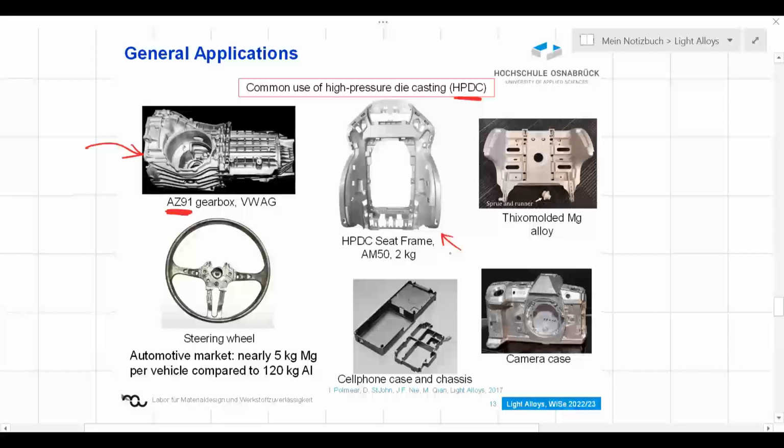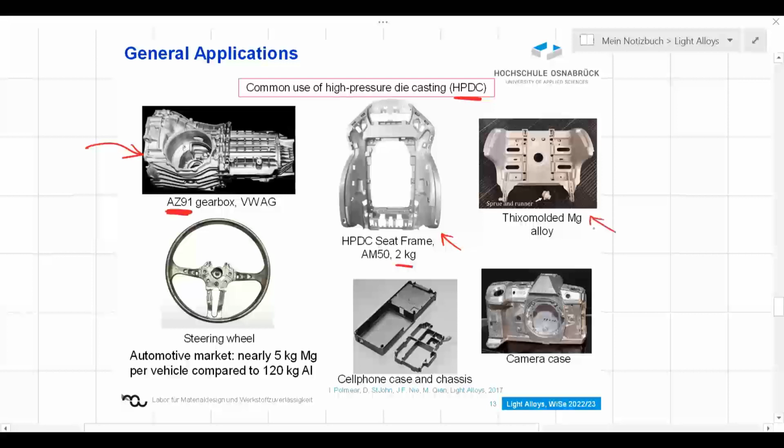This is a seat frame, 2 kilograms. We could get lightweight. It could also be used for the manufacture of seats in the aerospace industry. Requirements are more strict in the aerospace industry. So it must be safer, right? Risk of fire must be as low as possible, but it could also be applied to the aerospace industry.